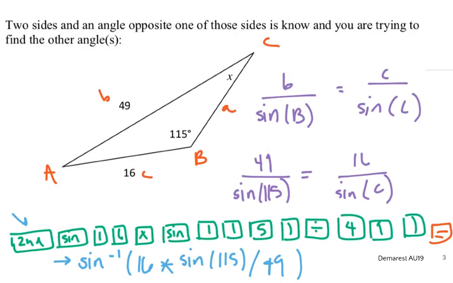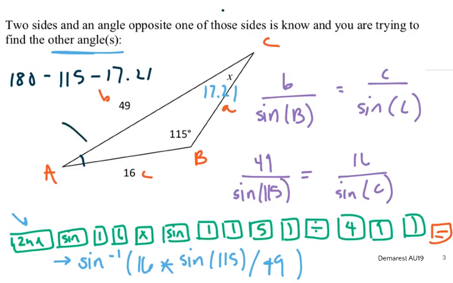And I guess the question technically wanted us to find all of the other angles. So if we know this is 17 point, not 117, that would not make sense. If we know this is 17.21 and this angle B is 115, we could find angle A by simply doing 180 minus 115 minus 17.21. And that's going to give us that this angle is 47.79 degrees.